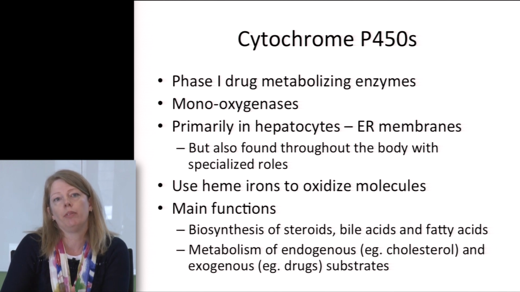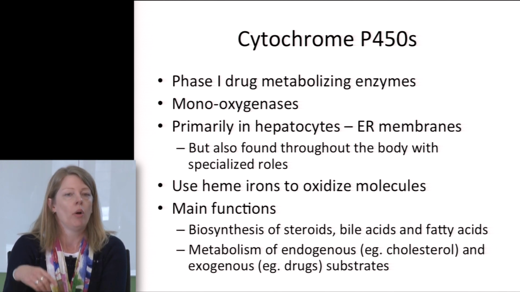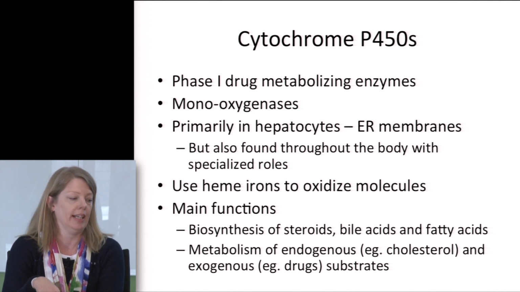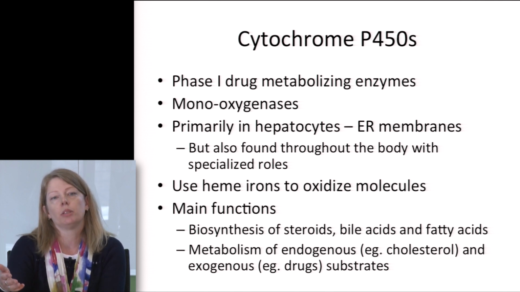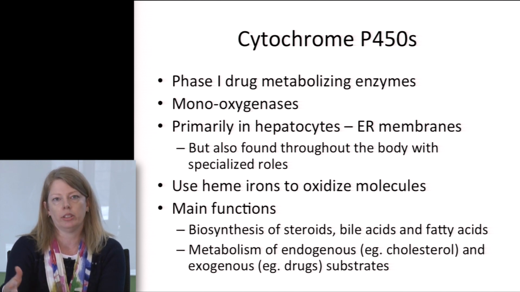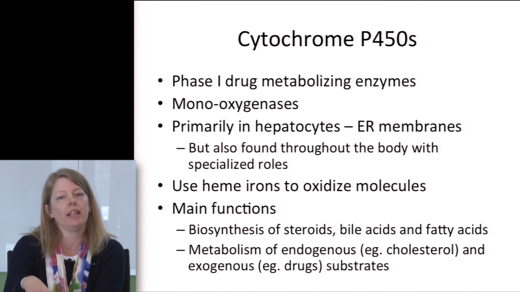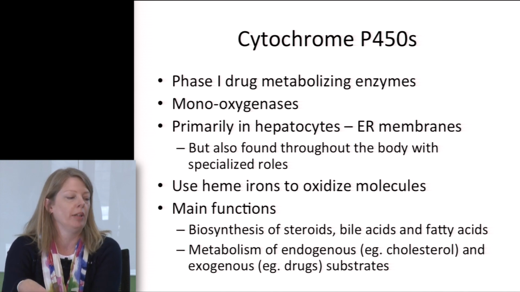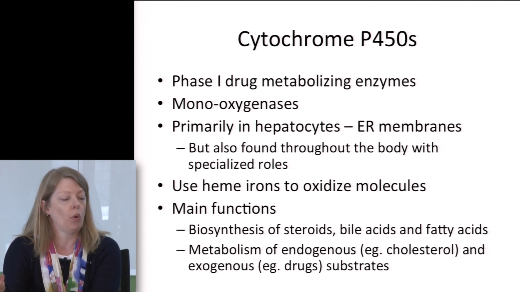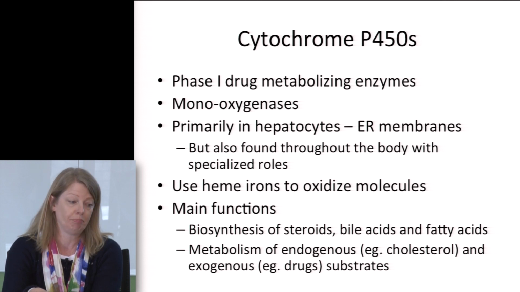The main functions of cytochrome P450 overall are twofold. One, they're responsible for biosynthesis in the body of endogenous chemicals like steroids, bile acids, fatty acids. They're also responsible for the metabolism of a lot of endogenous chemicals, such as cholesterol. So it's estimated that there are about 14 cytochrome P450s involved in the arachidonic cascade, about 7 in cholesterol metabolism and bile acid biosynthesis, and about 4 in vitamin D synthesis and metabolism.